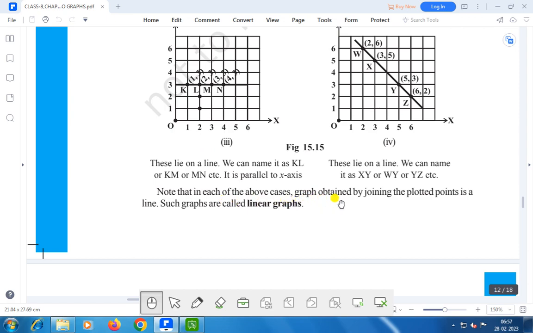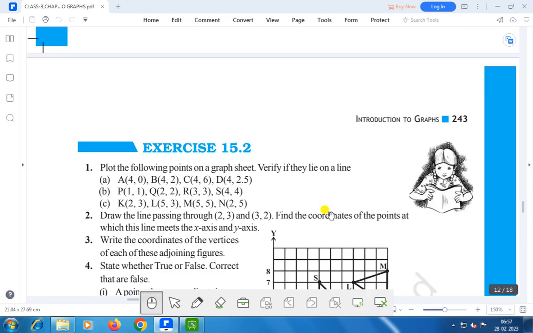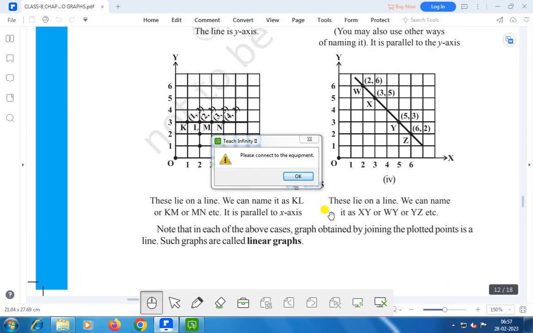Note that in each of these cases, the graph obtained by joining the plotted points is a line. Such graphs are called linear graphs. Now we shall discuss the exercises in the next video.